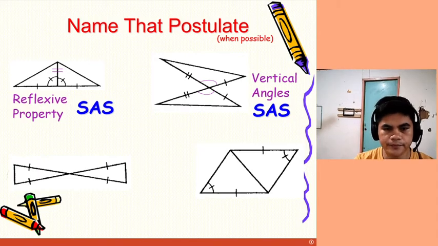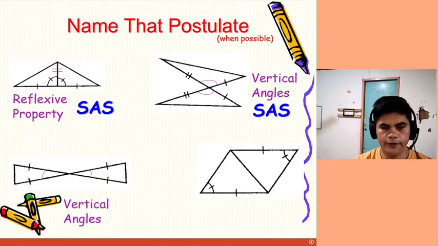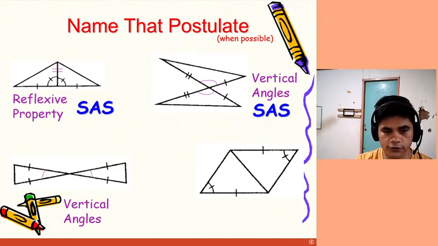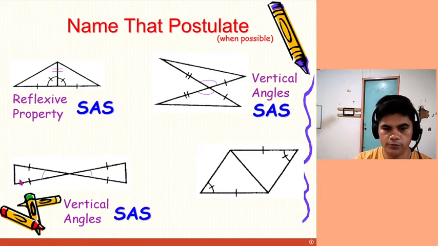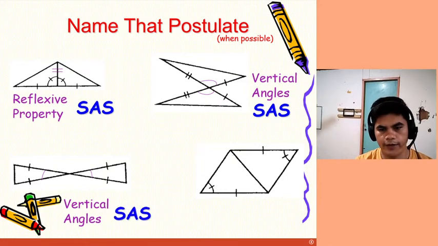Next, here, the vertical angles, right? We can see vertical angles here. This angle here and this angle here are vertical angles. Now, take note, we have side, angle, and side. So by the SAS postulate, we have proven that these triangles are congruent.